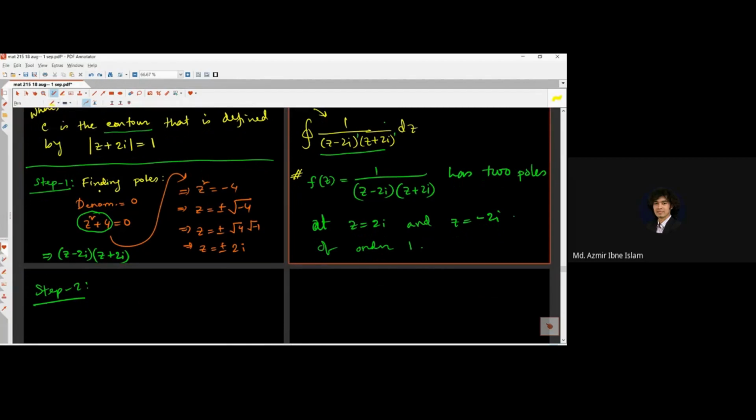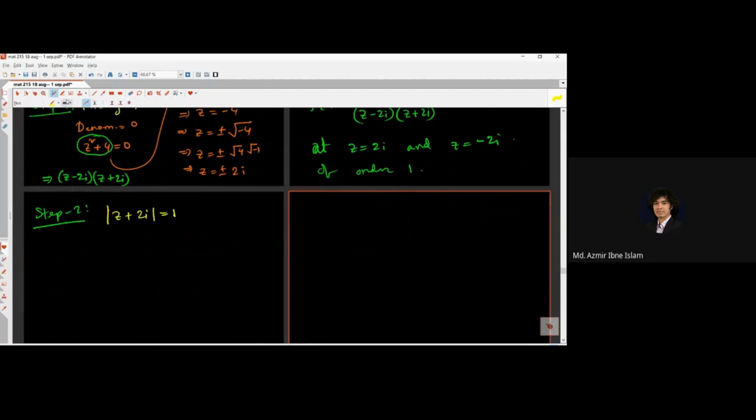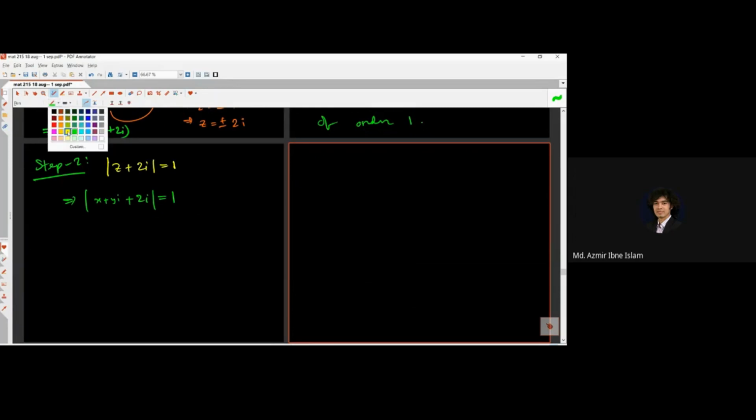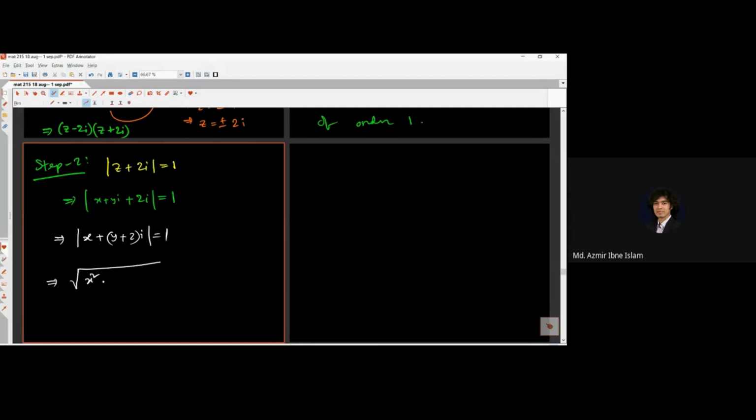That is modulus of z plus 2i equal to 1. We can apply our previous concept where we have z, we can input x plus yi. This is a circle, but we are trying to understand where the center is and what the radius is. So x plus (y plus 2)i equal to 1. And just to remove this absolute value, we will have a square root of x squared plus (y plus 2) squared equal to 1 squared.